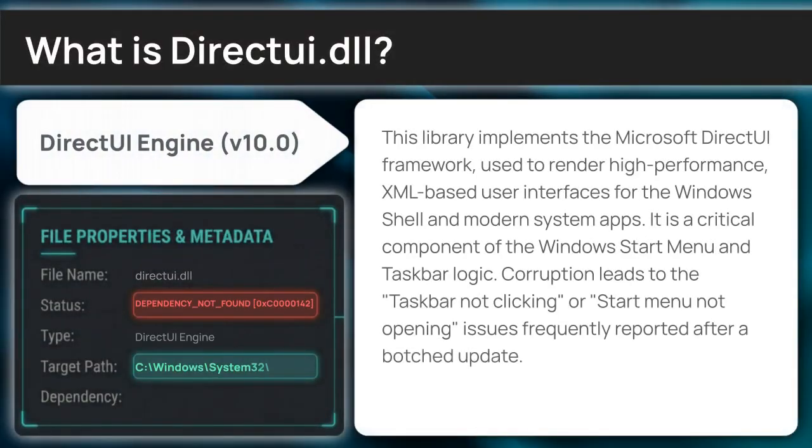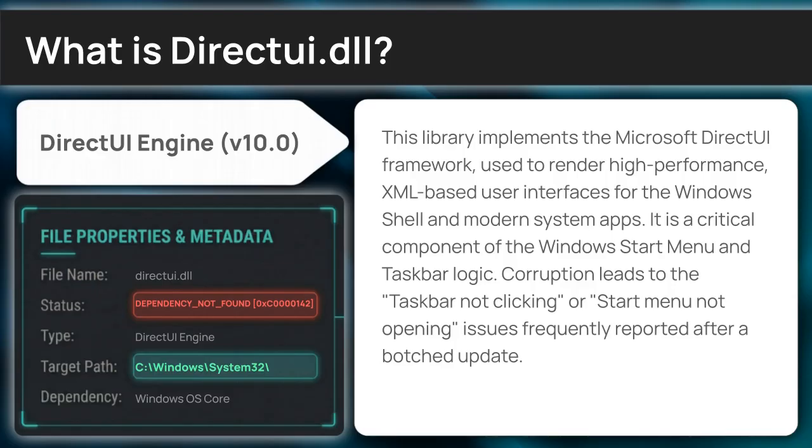This is the Direct User Interface Library. This library implements the Microsoft DirectUI framework, used to render high-performance XML-based user interfaces for the Windows Shell and modern system apps. It is a critical component of the Windows Start menu and Taskbar logic. Corruption leads to the Taskbar not clicking or Start menu not opening, issues frequently reported after a botched update.